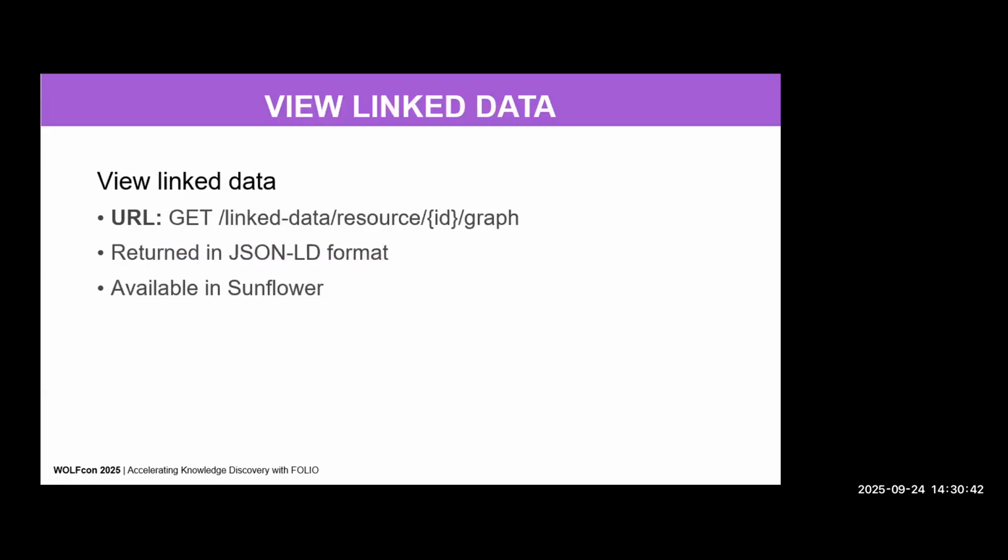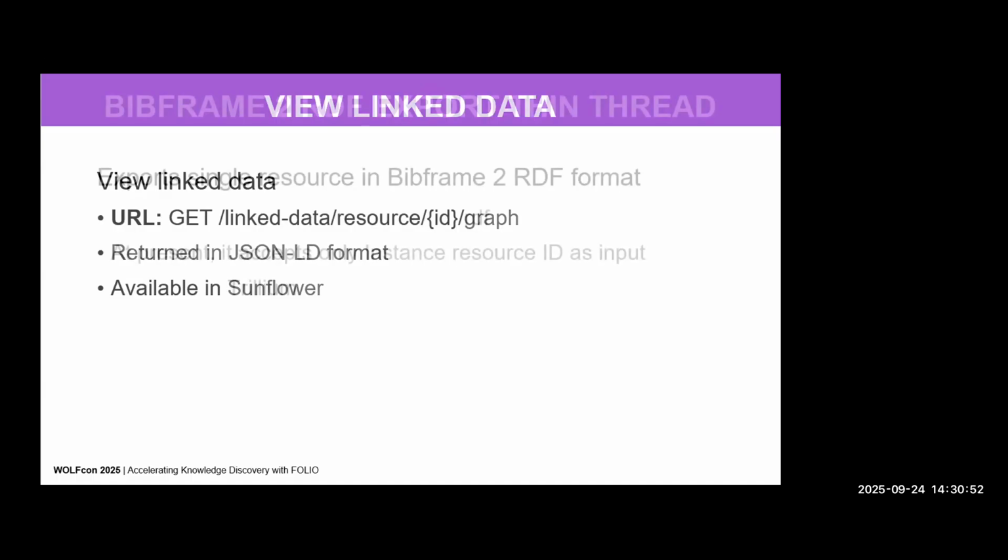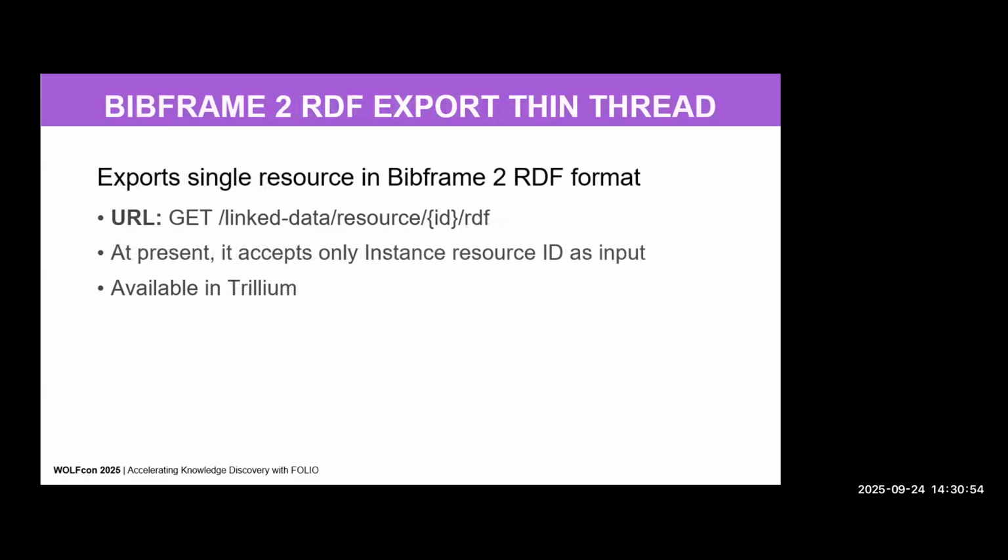So then you can view any source. This one's pretty basic. Right now the endpoint returns JSON-LD format. So you put in a specific resource ID, and then you can get back that description. That's also available in Sunflower.